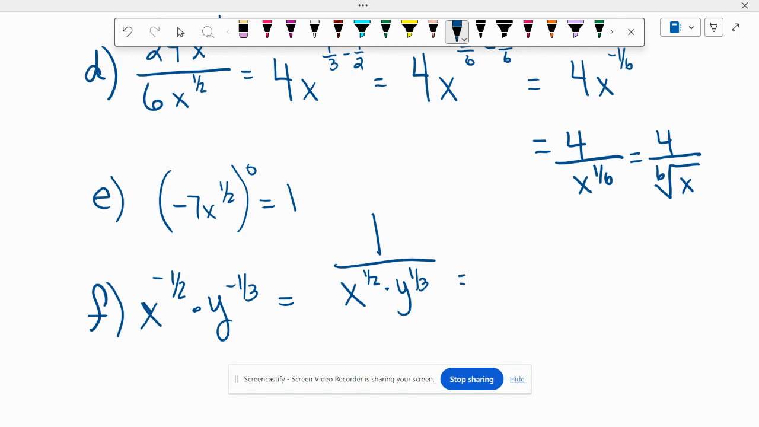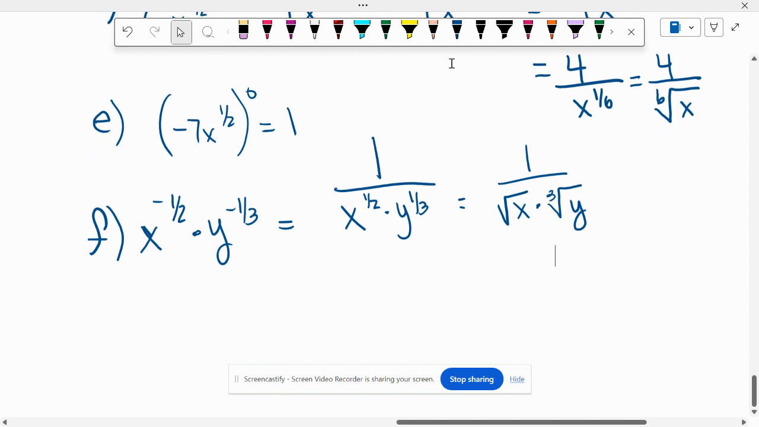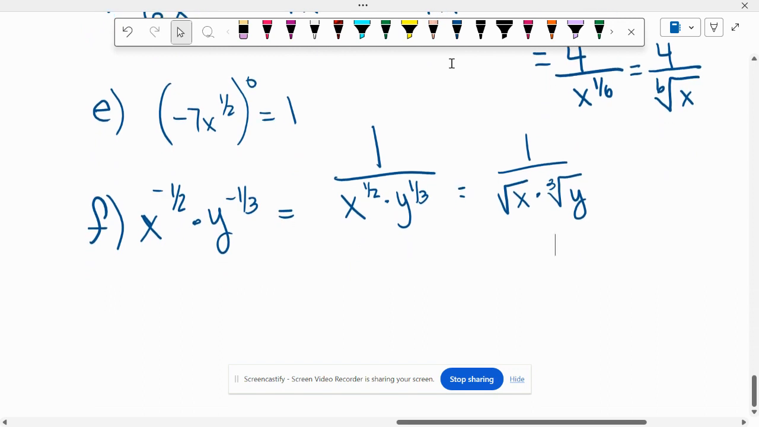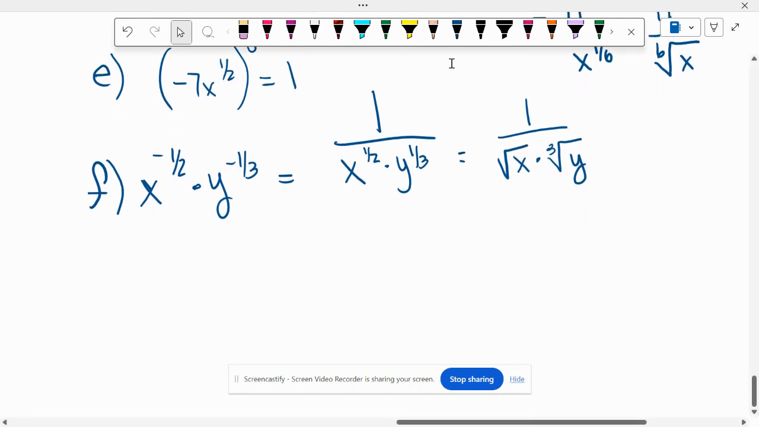Are the bases the same here? No, they're not. So we're going to write it as 1 over the square root of x times the cube root of y. So you can't multiply different indices. If the index isn't the same, if you don't have 2 square roots or 2 cube roots, you can't multiply those together. They have to have the same index. Which is why we're changing them to have a common denominator. We're affecting the index, making it the same. Does that make sense, you guys?